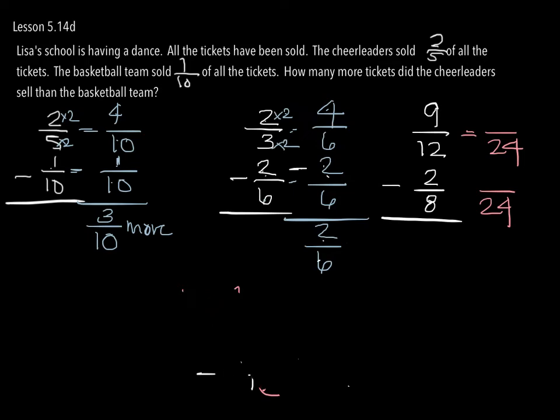Now that we have the LCM, we're going to figure out what I did to each of these numbers to get the LCM. What did I do to 12 to get to 24? Well, I times it by 2. Whatever I do to the bottom, I do to the top, and 9 times 2 is 18.